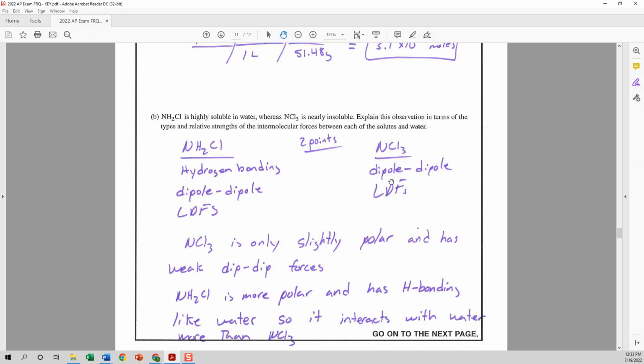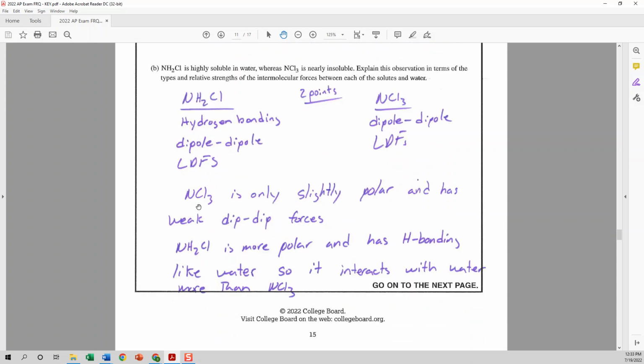And because we don't have a FON bond, H bonded to N, like we do over here, we don't have hydrogen bonding. We just have dipole-dipole interactions and London dispersion forces. So we have to explain it, not just list the IMFs. So NCl3 is only slightly polar and has weak dipole-dipole forces, whereas NH2Cl is more polar and has hydrogen bonding like water. So it interacts with water more than NCl3. There you go. All right, so I did mention that water has hydrogen bonding.